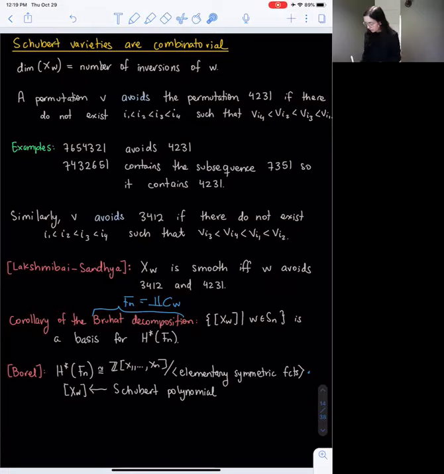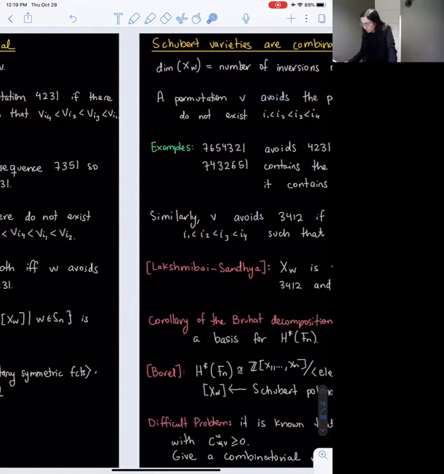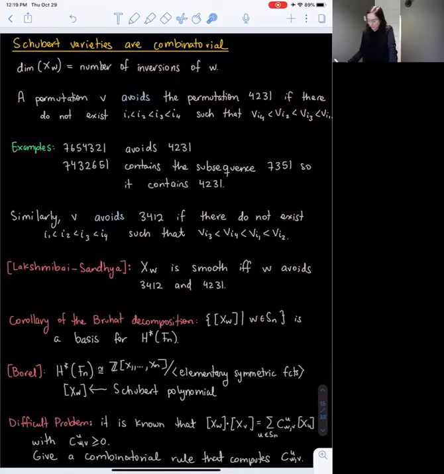And within this, maybe I should have done it the other way around, but anyways, under this isomorphism, the Schubert polynomials inside this ring are going to correspond to Schubert varieties. And I'm not defining Schubert polynomials, but they're very combinatorial. You can just define them in terms of your permutation. And so one classical, very difficult problem in algebraic combinatorics is the following. I'm telling you that Schubert polynomials or these classes can be described just in terms of permutations.